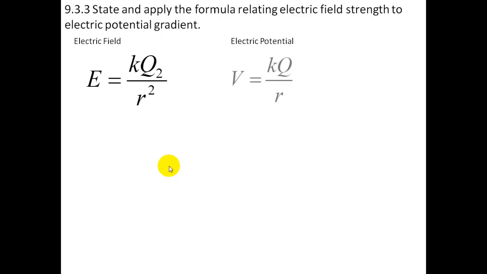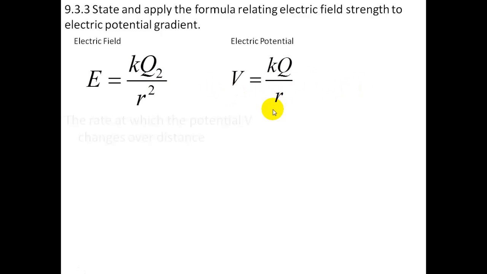State and apply the formula relating electric field strength to electric potential gradient. This is a point that many students have difficulties with. So we look at the electric field. The field strength E is equal to kQ over r squared, which is the force per unit charge. The electric potential that we've just looked at is V equal to kQ divided by r. Of course, this is the same Q, the large charge which is causing the electric field.